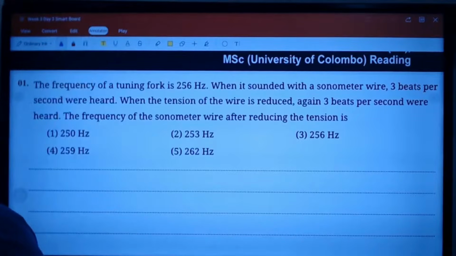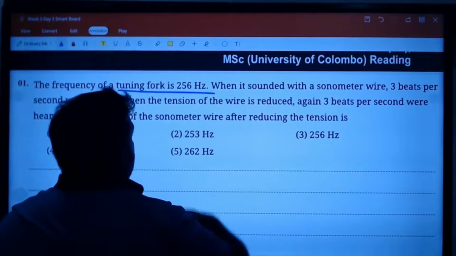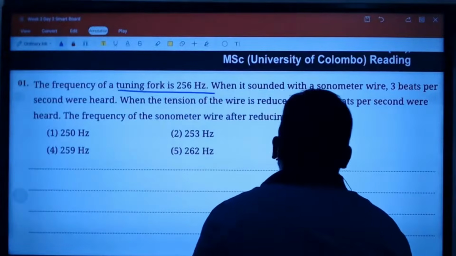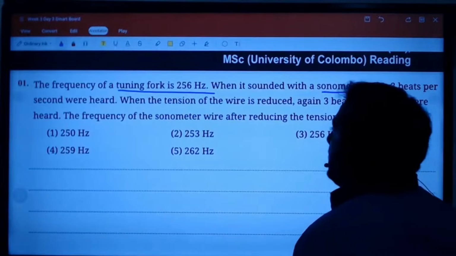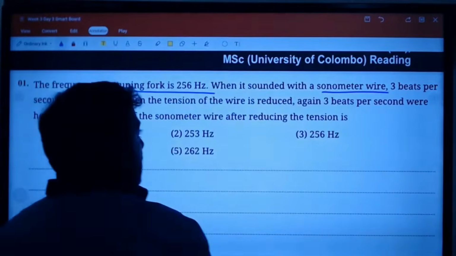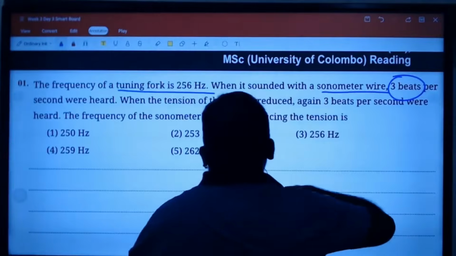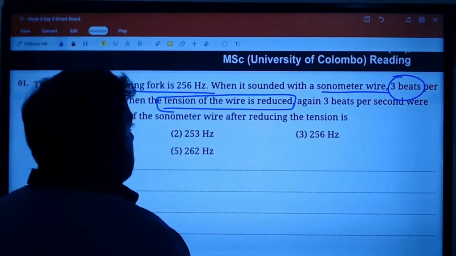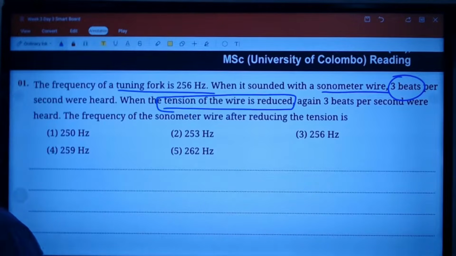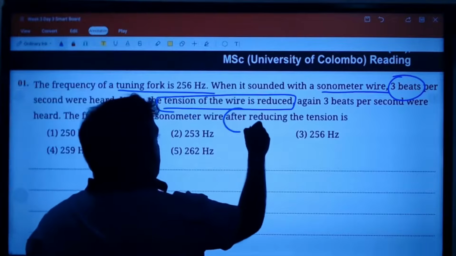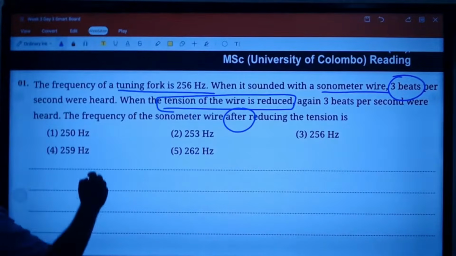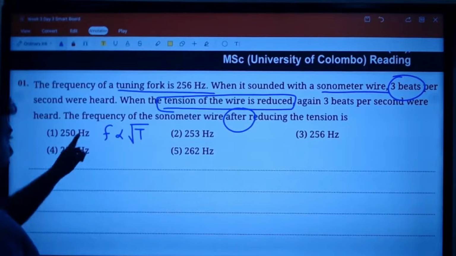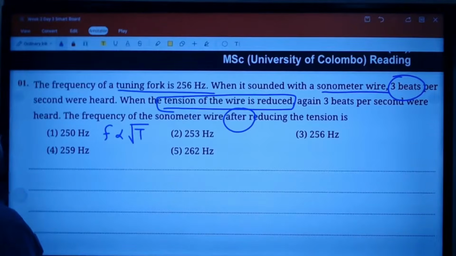The frequency of a tuning fork is 256 Hz. When it is sounded with a sonometer wire, 3 beats per second were heard. That means the beat frequency is given. When the tension in the wire is reduced, this is your keyword, tension is reduced, again 3 beats are heard. The frequency of the sonometer wire after reducing the tension is? So let's look at the theory, F proportional to square root T.